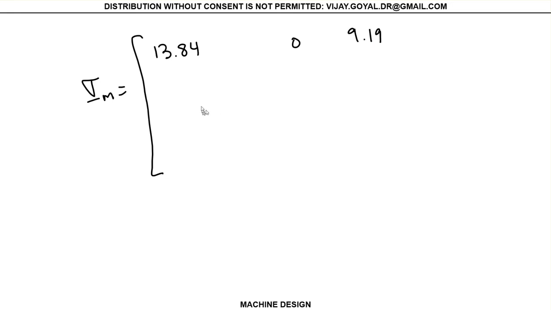So if I did that, now my mean state of stress will equal to 13.84, 0, 9.19, 0, 0, 0, 0, 0, 9.19. And this is all in KSI.